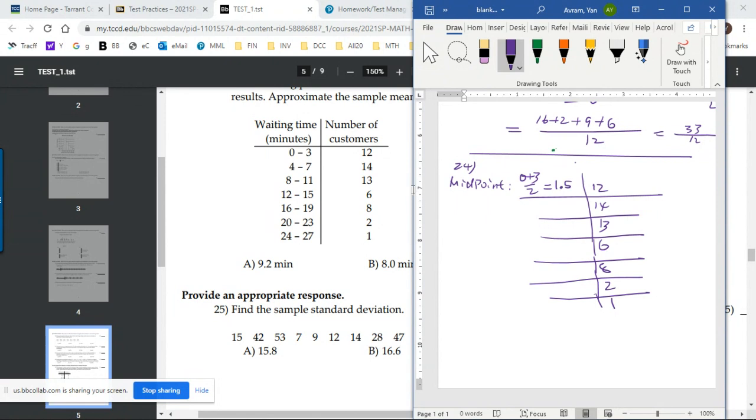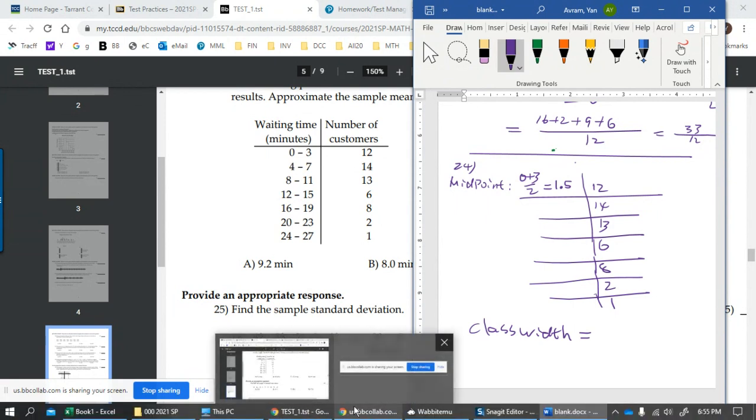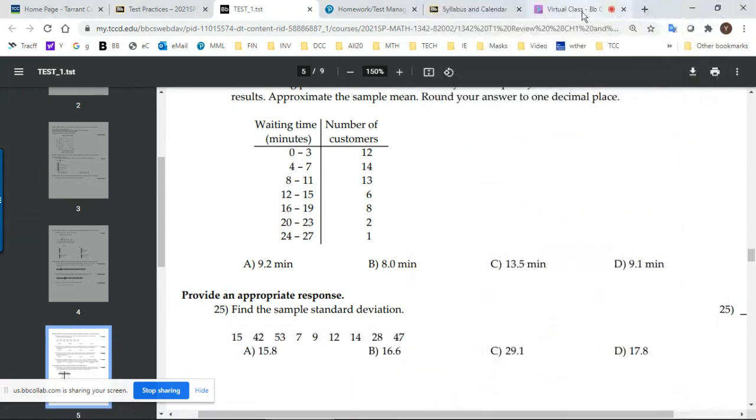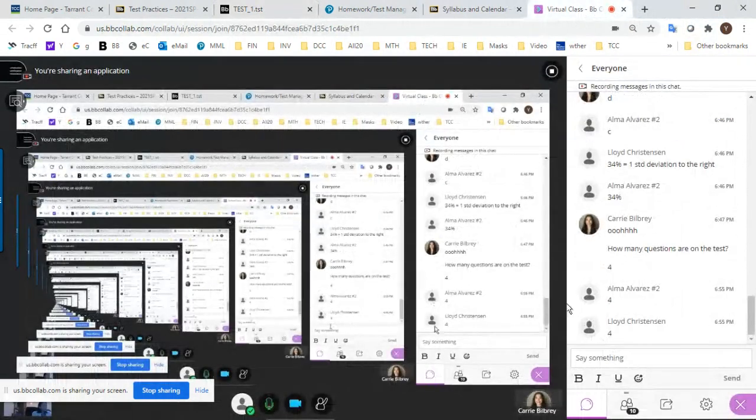And once I find out the first class bin point, how much is the class width in here? What is the class width for this one? Anyone? How much is the class width? Okay, you can type it in the chat. In here, I want to check what is the class width for this table. Okay, 4 is the correct answer.